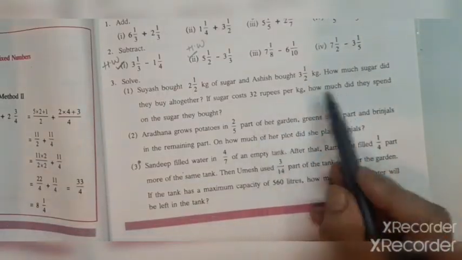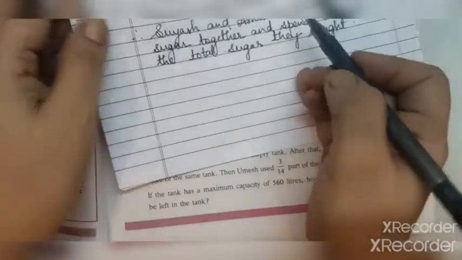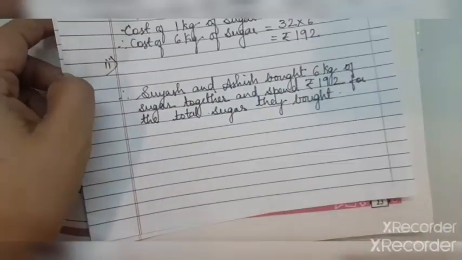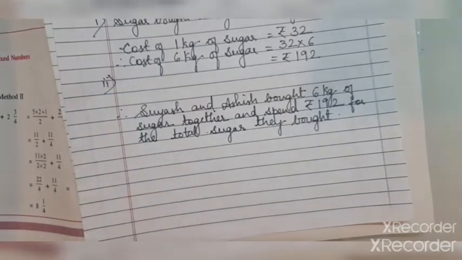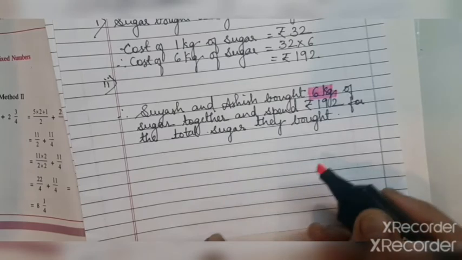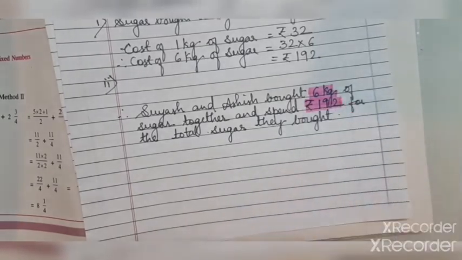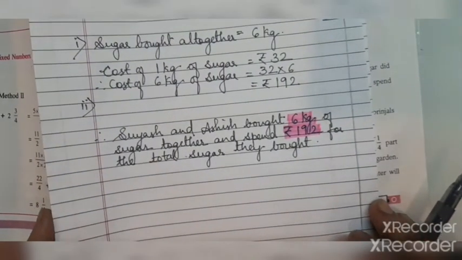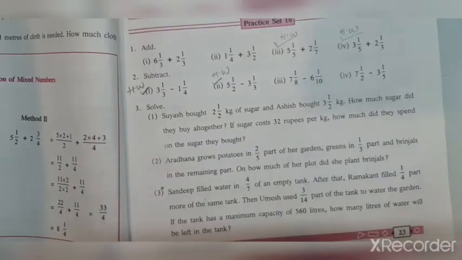Okay, depending on what they have asked, you can frame your own statement, but see that you write the complete answer. Because they had asked two things here: how much sugar they had bought all together and how much they spent for that. So both the answers should come in the form of a statement. With this we finished the first sum. So we move on to the second sum.